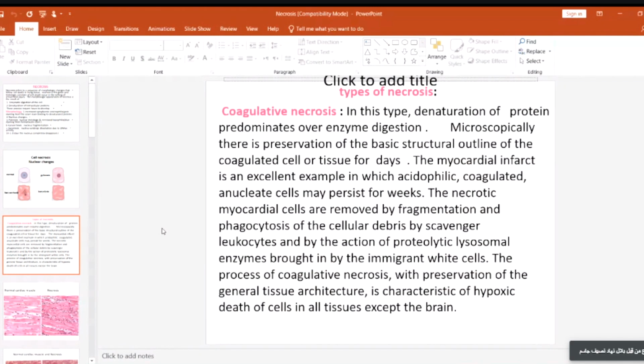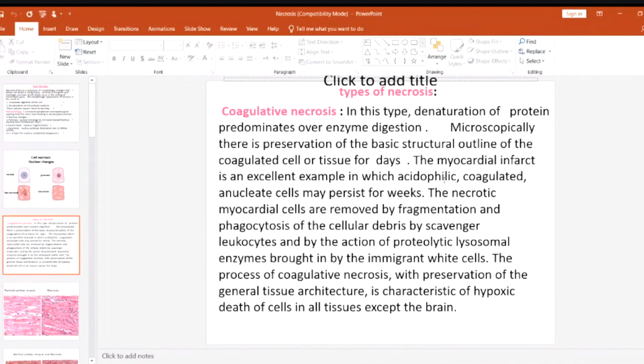Now, we will discuss types of necrosis. Now we understand necrosis means cell death, which means irreversible injury. Coagulative necrosis is the first type of necrosis. In coagulative necrosis, the denaturation of protein is predominant over enzyme digestion. Microscopically, there will be preservation of the basic structure outline.